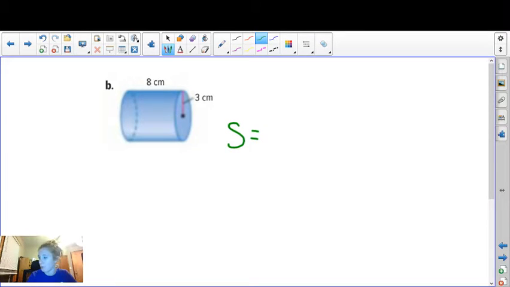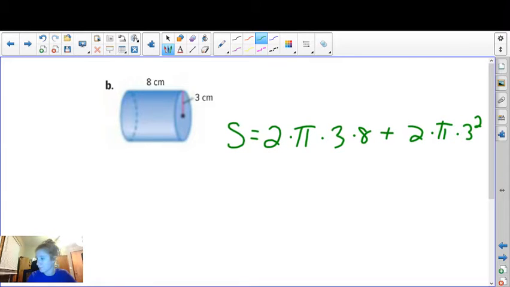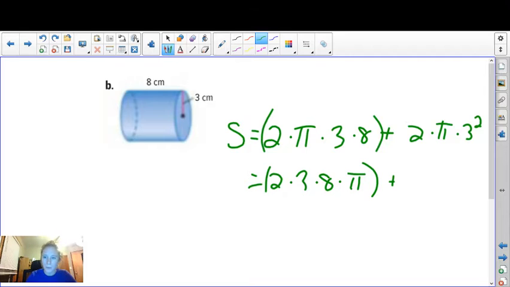So I need to take 2 times pi times my 3 times my 8 plus 2 times pi times 3 squared. Yeah, I goofed. Sorry. We're still going to go ahead and work on that reordering. So 2 times 3 times 8 times pi, and that's in this first section here, plus 2 times 3 squared times pi.